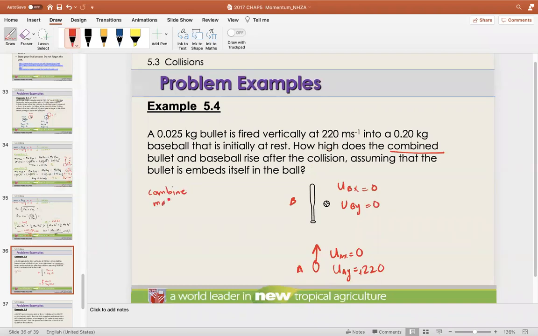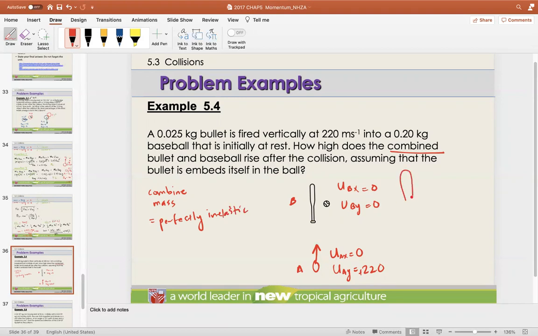Combined mass means perfectly inelastic collision. So we have identified our collision. Perfectly inelastic, assuming that the bullet embeds itself in the ball. So the bullet after collision.